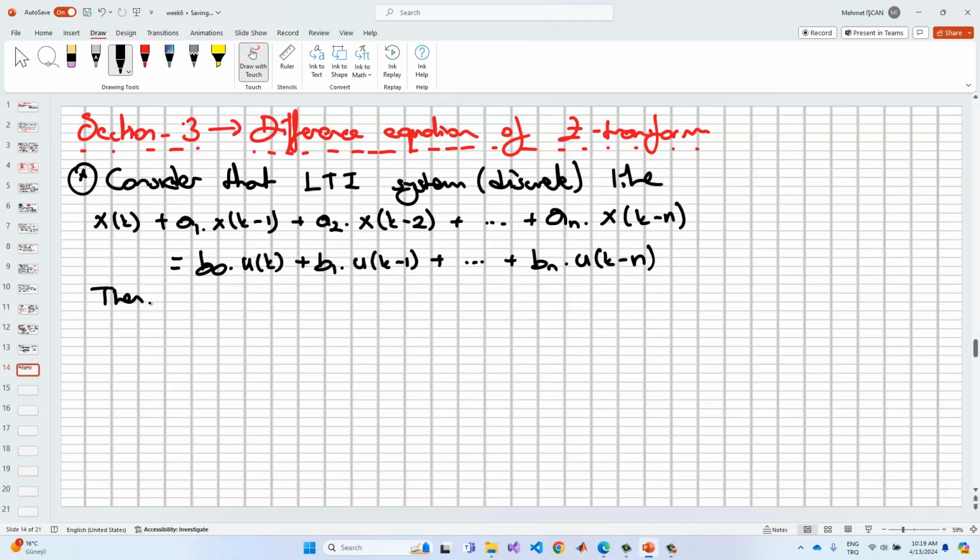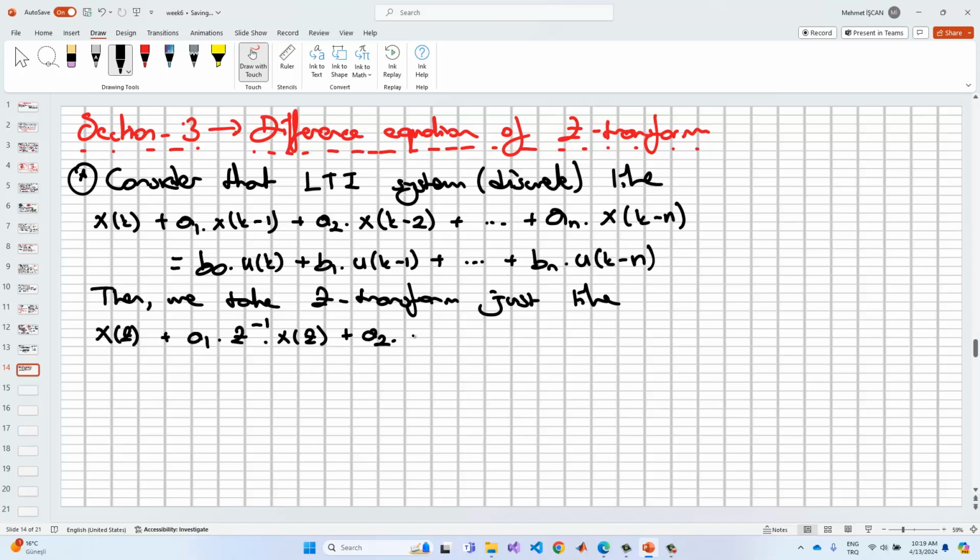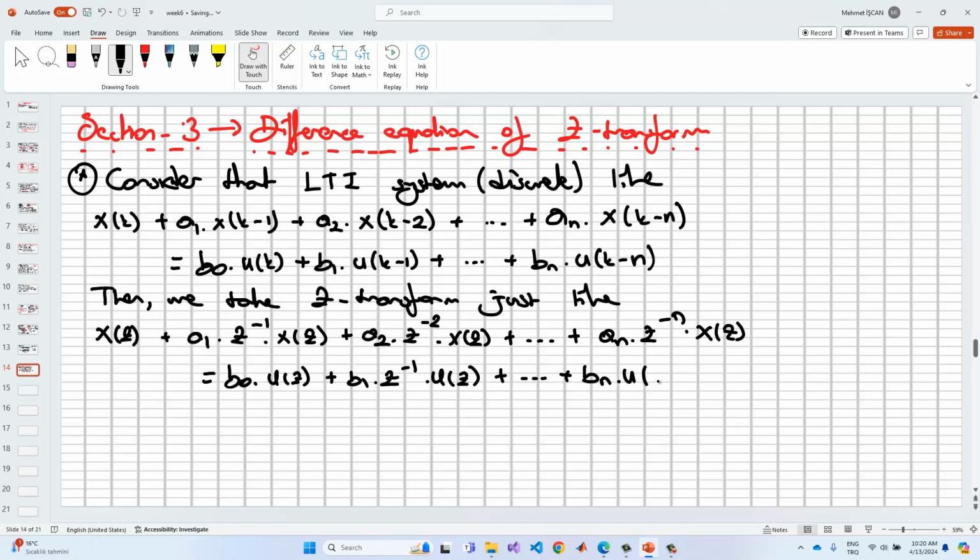Then we can take the Z transform just like this: X(z) plus a1 z^{-1} X(z), since k minus 1 means we need to add z to the power of minus 1, plus a2 z^{-2} X(z), plus and so on, and an z^{-n} X(z), which is equal to what? b0 U(z) plus b1 z^{-1} U(z) plus and so on, bn U(z) times z^{-n}.